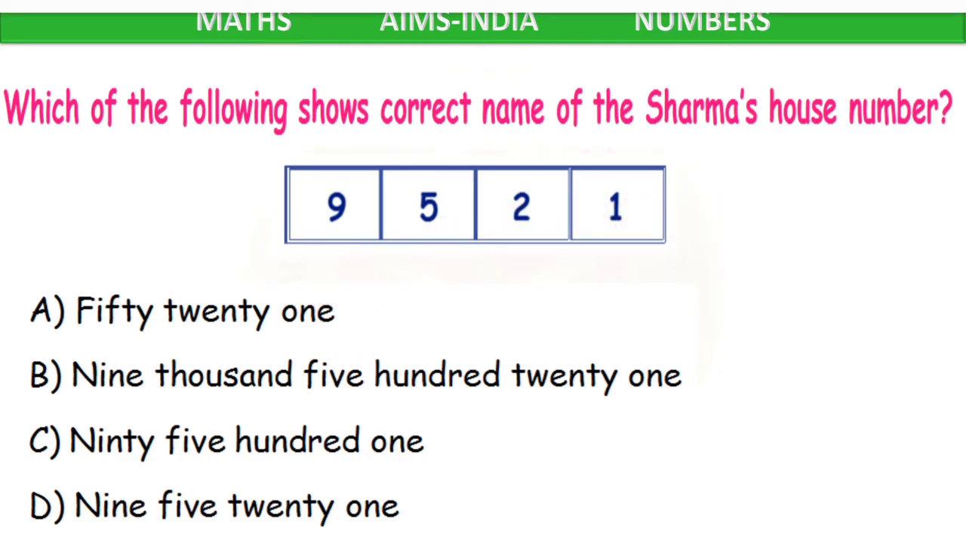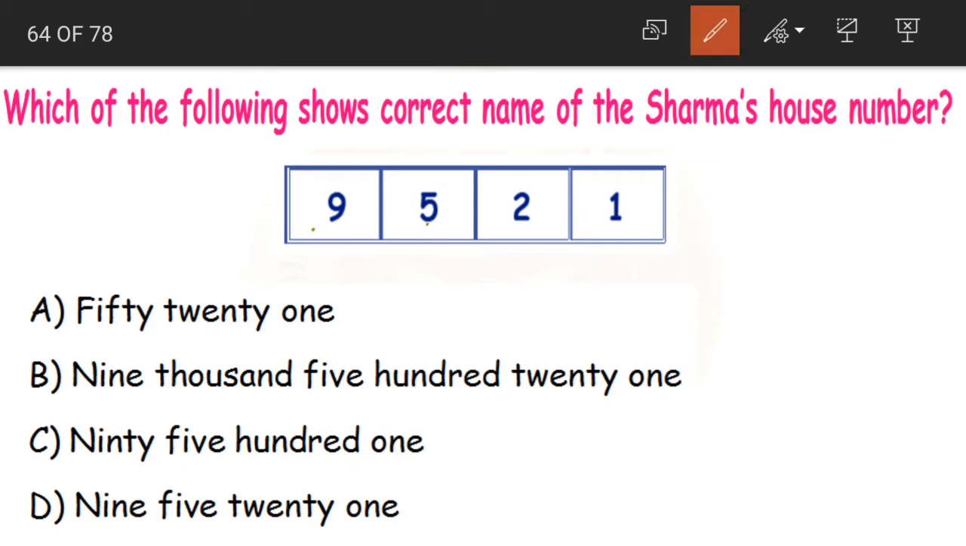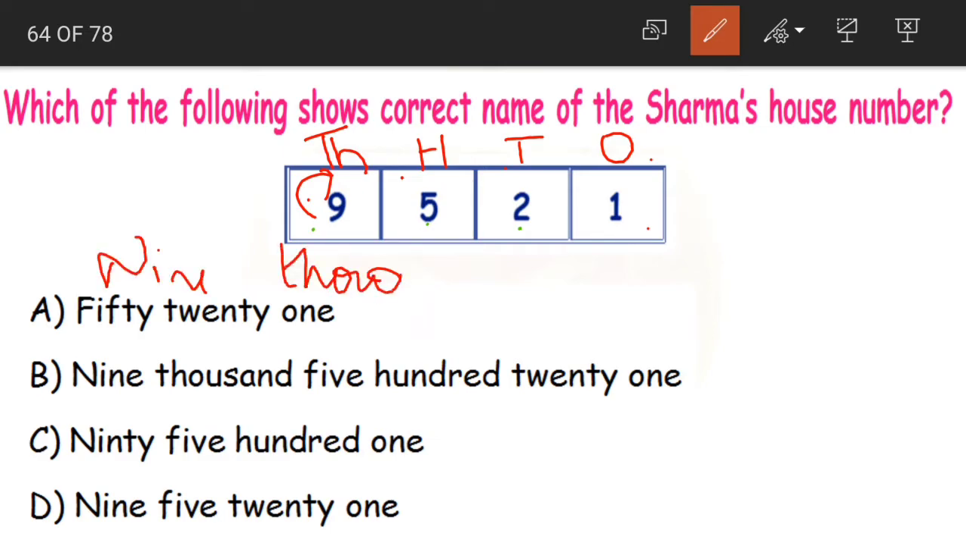Next question. Which of the following shows the correct name of the Sharma's house number? 9521. Again, what did I say? First, let us write the places on top. Ones, tens, hundreds and thousands. Yes. Now, what will it be? 9,000.